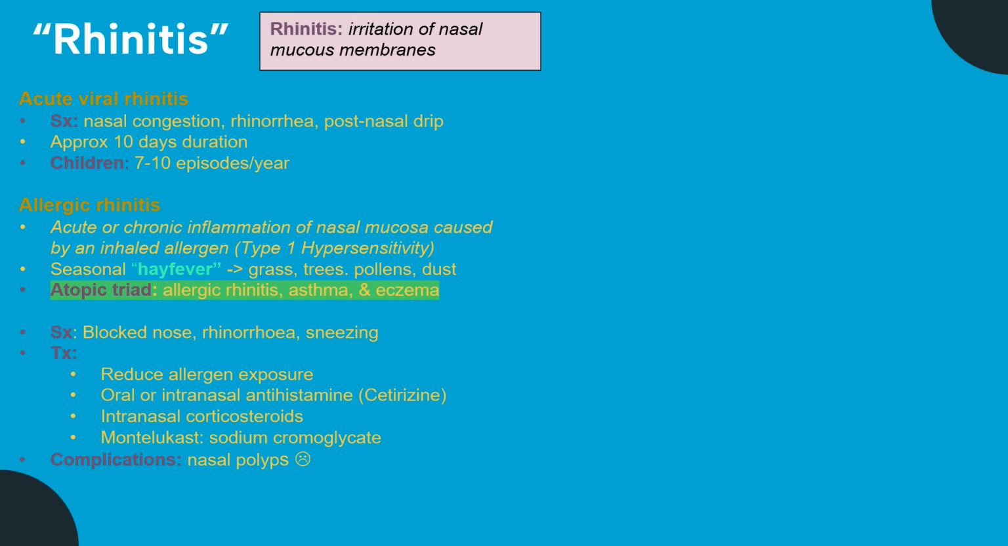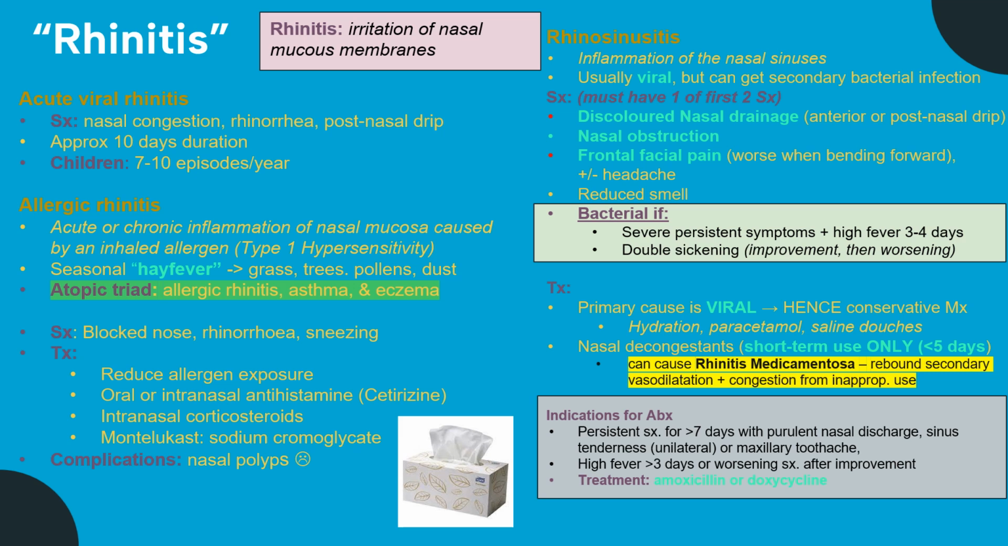When you're thinking of hay fever, always screen for your atopic triad. So if you've got hay fever, make sure you're checking for asthma and eczema as well. Your symptoms, as we know, might be blocked nose, runny nose, and sneezing. You want to be reducing your allergen load. You can use an antihistamine, oral or intranasal, both good. You can have an intranasal steroid like Nasonex, and in some cases also a leukotriene antagonist like Montelukast, which can interfere with that allergy pathway. Complications can include nasal polyps, which can be not great because they can contribute to things like chronic rhinosinusitis.